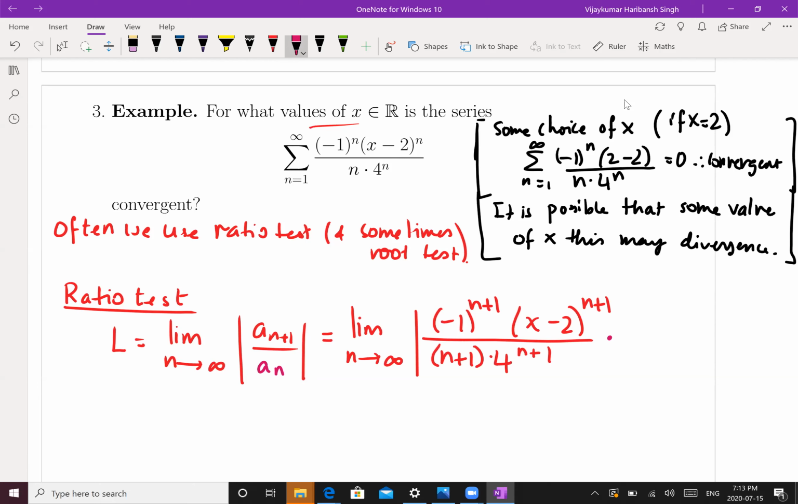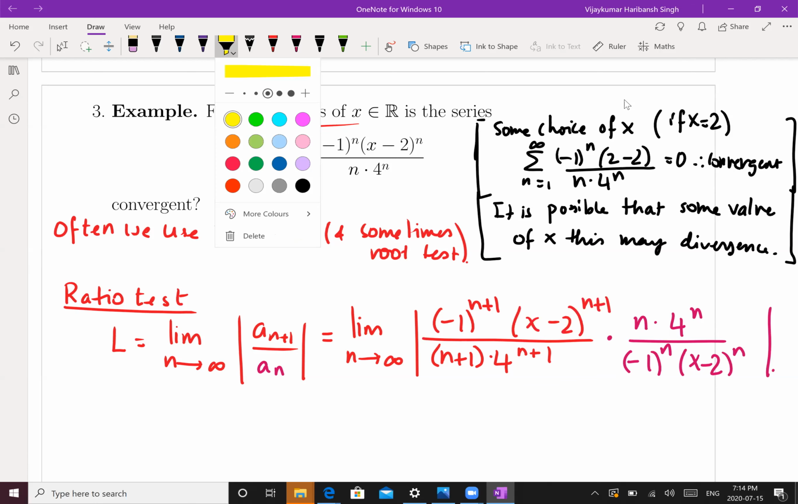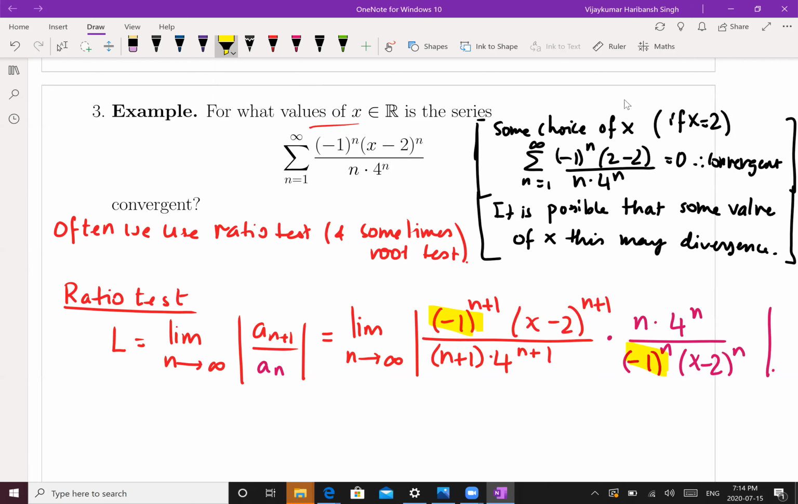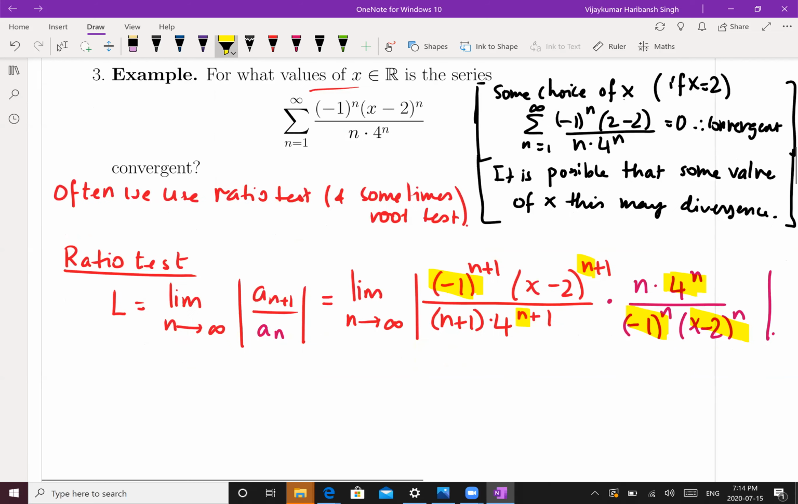And what is your a_(n+1)? And what is your a_n? You're dividing by a_n, so that is the same as multiplying by the reciprocal of this. So now you can cancel some terms. When you cancel the terms off, this term goes away with this term, this n will go away with 4^n, and this term will go away with this part here. So what is left?